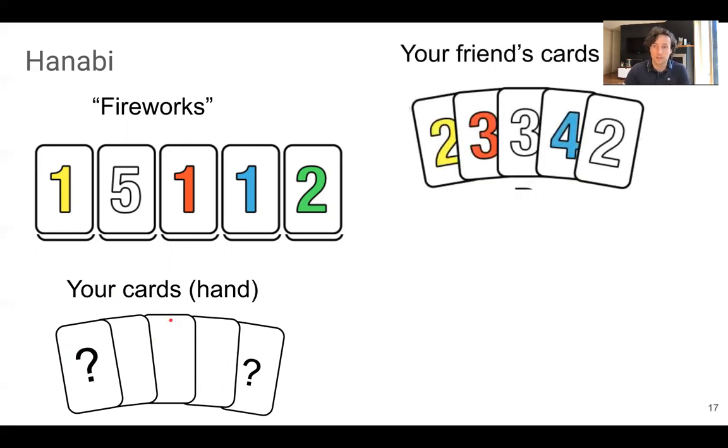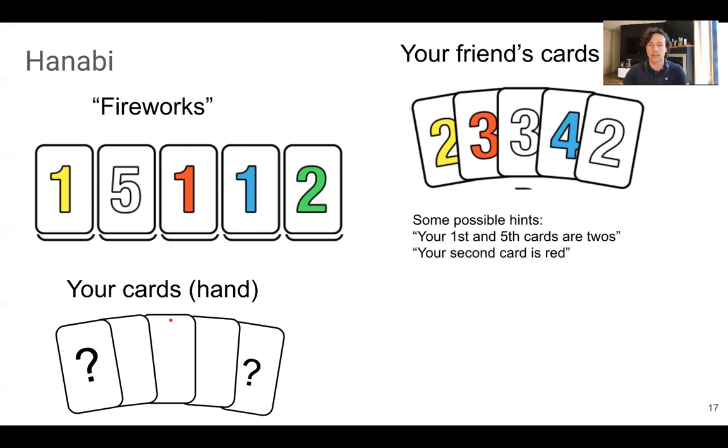To make up for this, the other players can see your hands, and they can also provide hints. They can point out sets. So for example, they could say the first and fifth cards are 2s, or they could say the second card is red, but note, they can only point out sets. So for example, I can't say your third card is white. I would have to say the third and the fifth card are white.